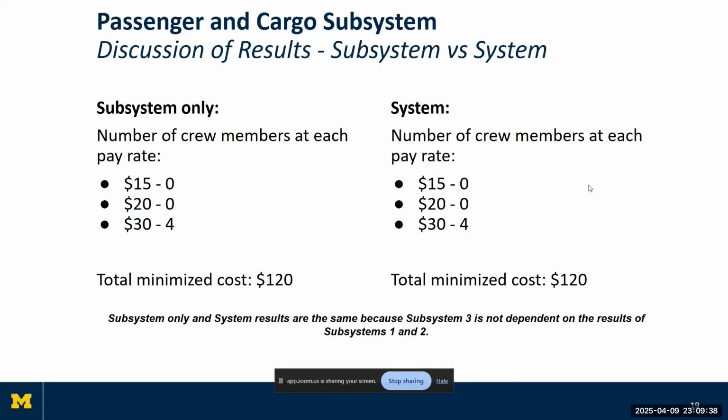For the passenger and cargo subsystem, it's noted that the subsystem compared to the overall system actually yields the same result. This is because subsystem 3 is not dependent on the other two subsystems. So you see the number of crew members is the same and the total minimized cost is the same.